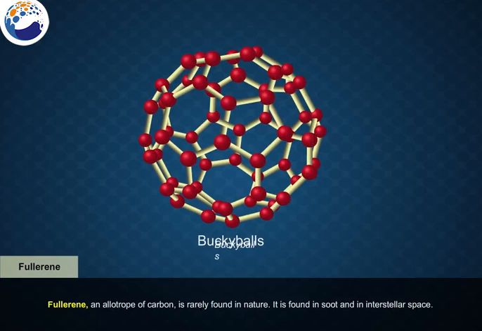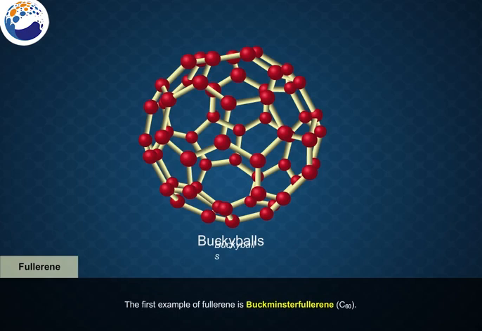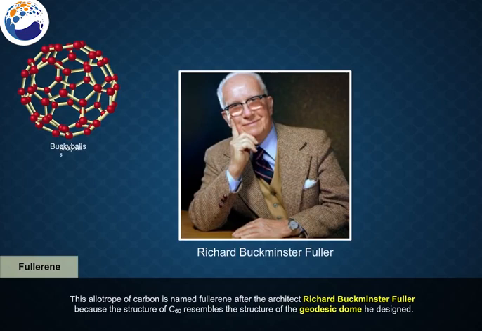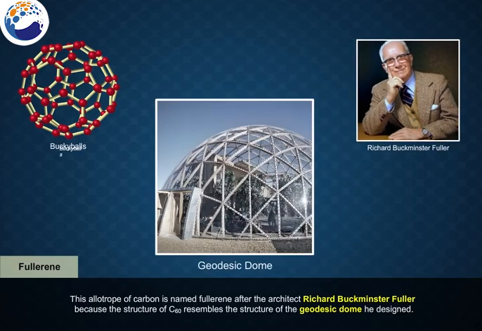3. Fullerene. Fullerene, an allotrope of carbon, is rarely found in nature. It is found in soot and in interstellar space. The first example of fullerene is Buckminsterfullerene, C60. This allotrope of carbon is named fullerene after the architect Richard Buckminster Fuller because the structure of C60 resembles the structure of the geodesic dome he designed.